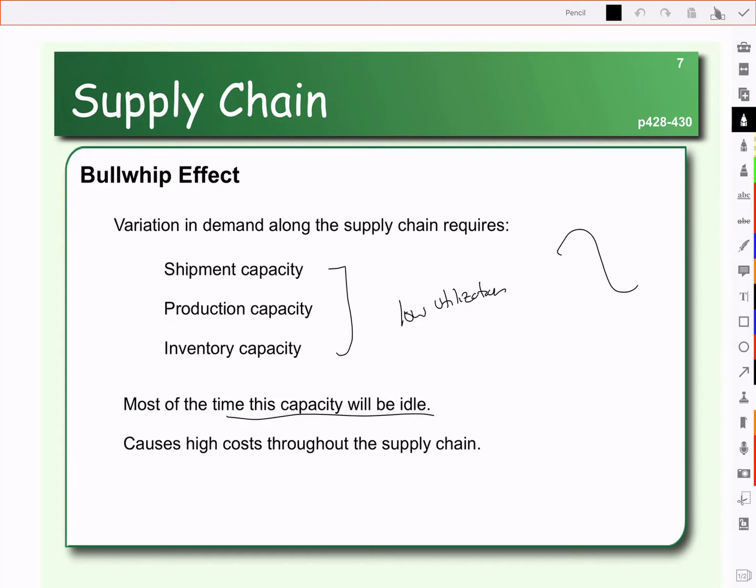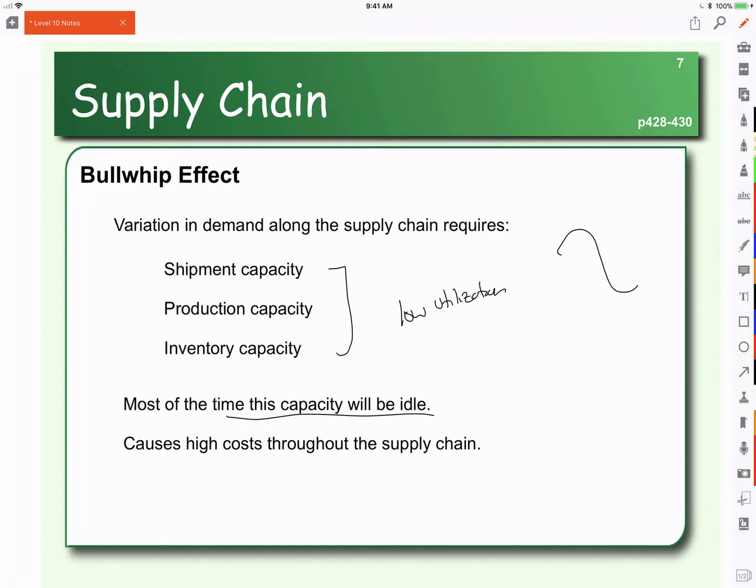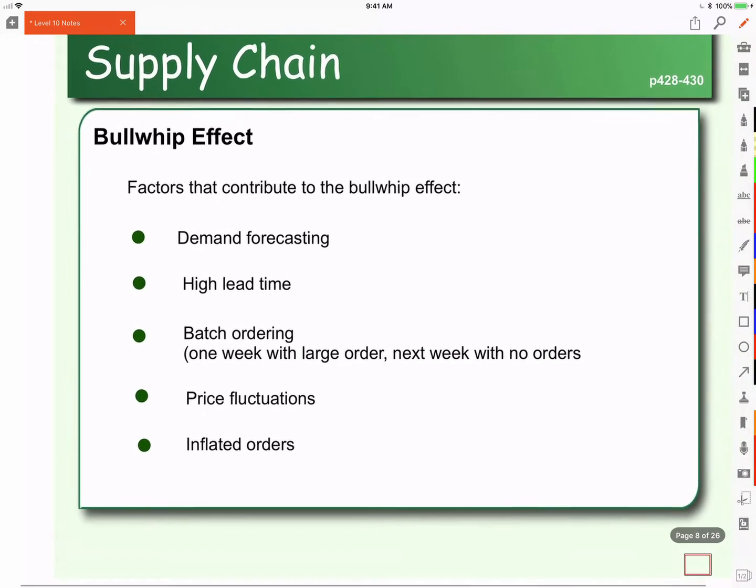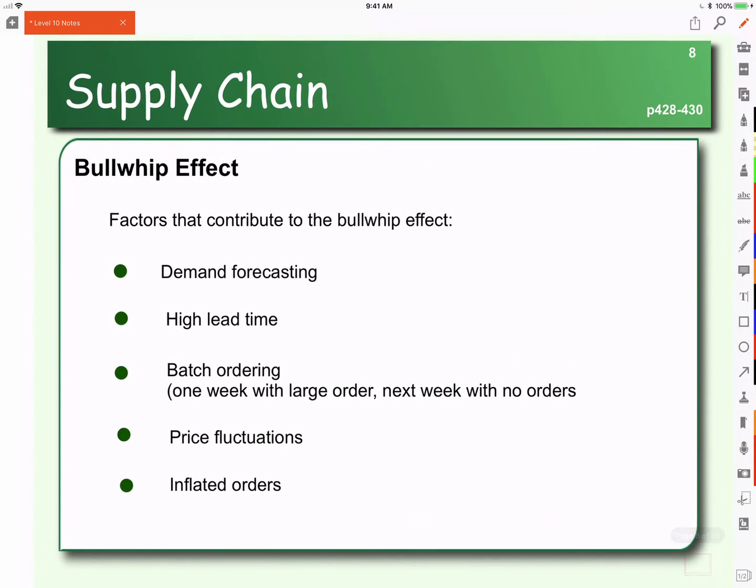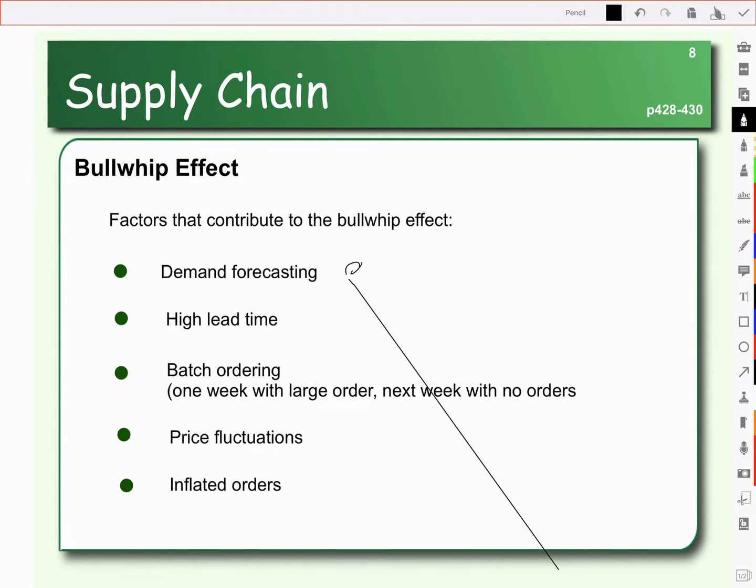So what could cause this? What causes this big variability? Well, there's a number of causes that can create this bullwhip effect. Now, the first one was related to demand forecasting. So let's suppose that you do a poor job of forecasting customer demand.